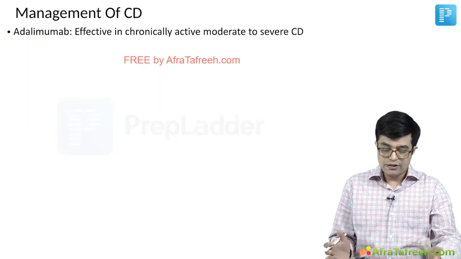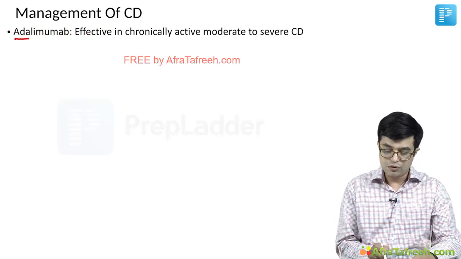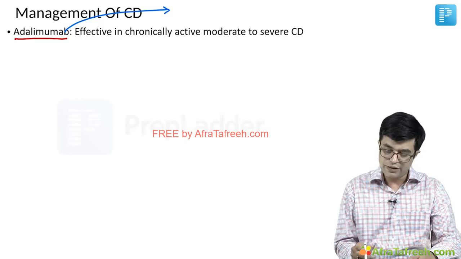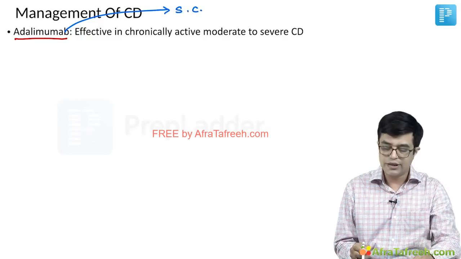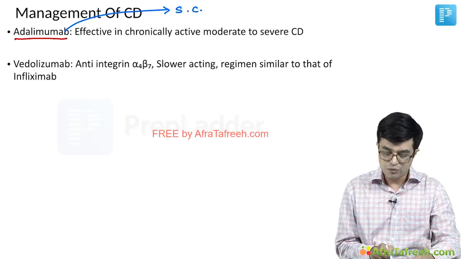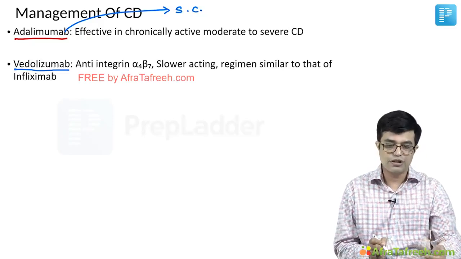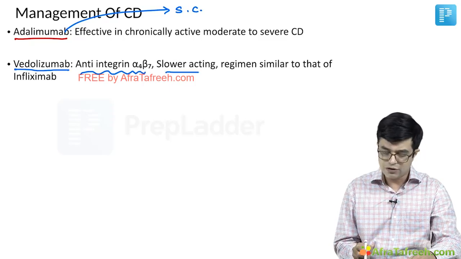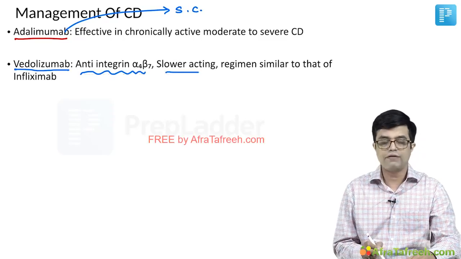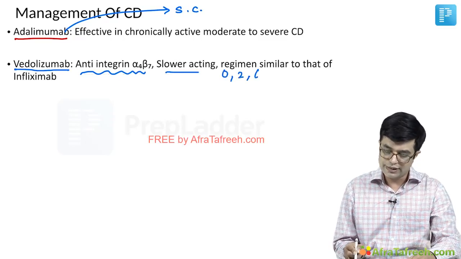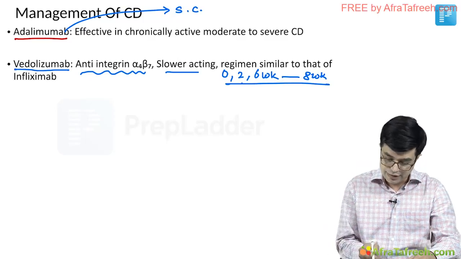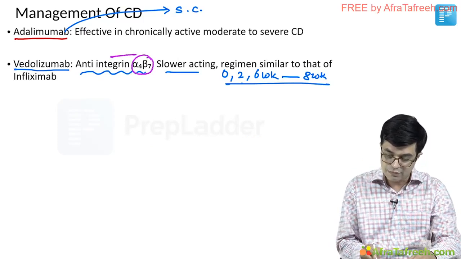Other agents which have sometimes been used include adalimumab, which is again an anti-TNF alpha agent. Adalimumab need not be given intravenously. You can give it as a subcutaneous injection also. We have vedolizumab, which has recently been approved for use in children. It is anti-integrin alpha 4 beta 7. It is relatively slow acting, but the regime is similar to that of infliximab. So the 0 to 6 week regime followed by 8 weekly for maintenance is the regime we follow in vedolizumab as well. The mechanism of action of vedolizumab is different, please remember this.